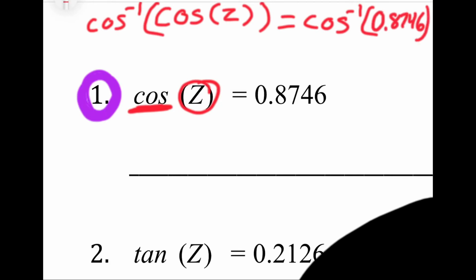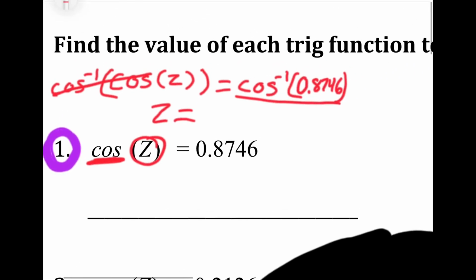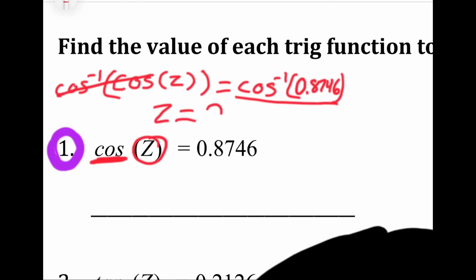0.8746. So the inverse cosine and cosine cancel out, and we're left with Z equals. And then we put this whole thing on the right side into the calculator. Now, I did a separate video to show you how to put it into the calculator, so you will need to look at that second video if you need help on how to put it into the calculator. But once you do, and you round it to the nearest degree, you get 29 degrees. And that is your answer for number 1.